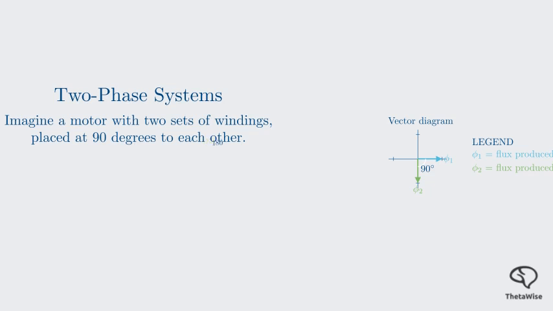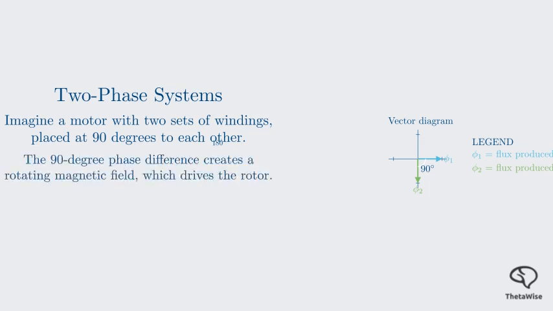We have two sinusoidal fluxes, phi1 and phi2. Notice that phi1 reaches its peak at 90 degrees, while phi2 reaches its peak at 180 degrees. Phi1 leads phi2 by 90 degrees. Visually, this 90-degree phase difference is also captured in the vector diagram. We represent the peak value of flux 1 as a horizontal vector, phi1. Flux 2 is represented by a vertical vector, phi2. The legend confirms that phi1 is the flux from the first winding and phi2 is from the second. The right angle symbol clearly shows they are 90 degrees apart.